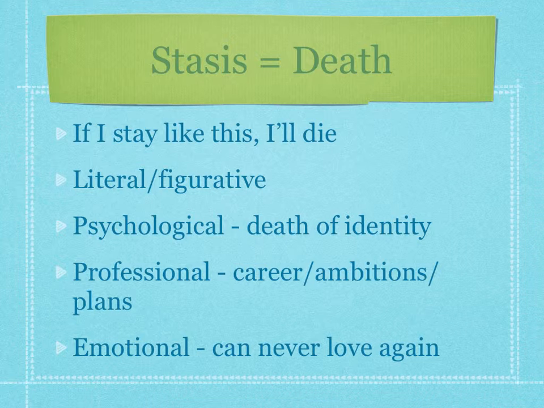Now, the death could be literal death, or it can be figurative. So there's a few different ways that you can die. You can die because you'll never love again. That's an emotional death. You can die a career death. Your ambitions can all fall to bits. That's a professional death. Or you can lose yourself, and that can be the death of your identity, of who you are, which is really psychological, and I love that. So not necessarily the literal stasis equals death, which you'll see in a James Bond film, but a lot of romances are about a psychological death and an emotional death. So keep that in mind.